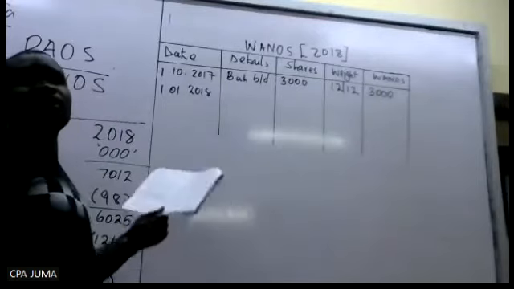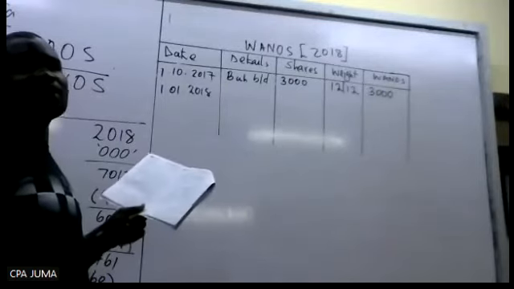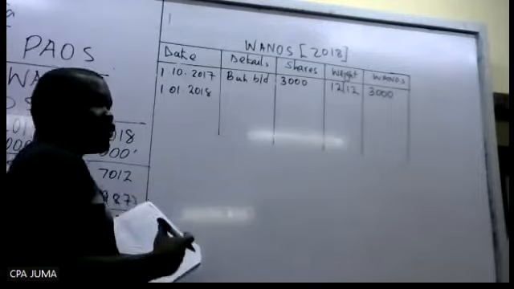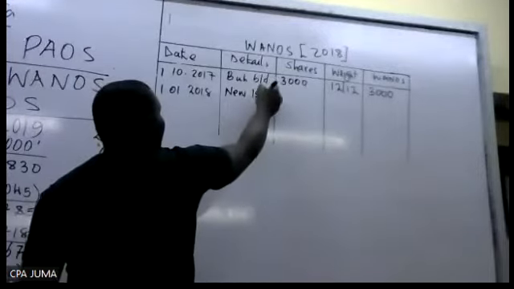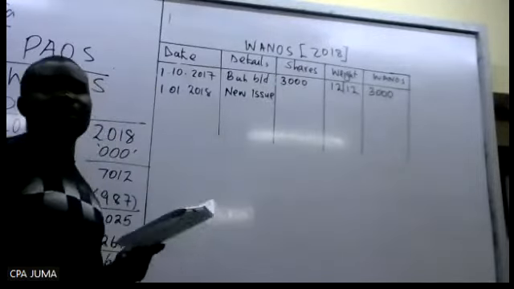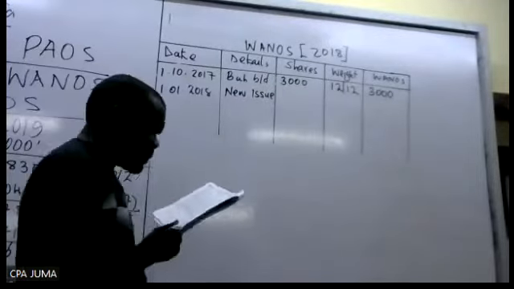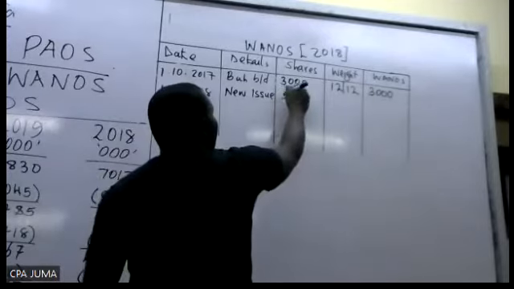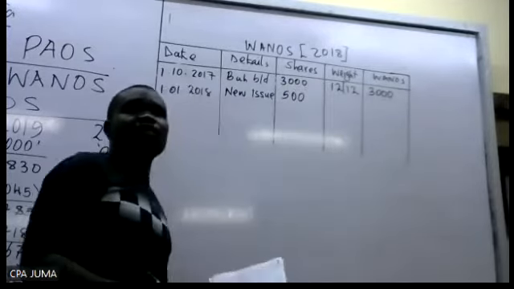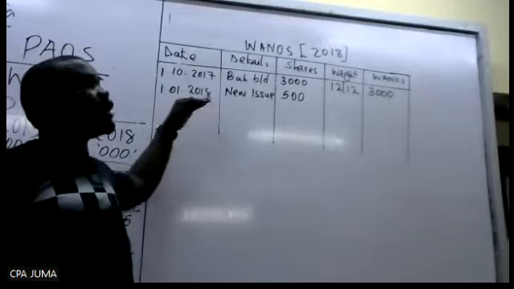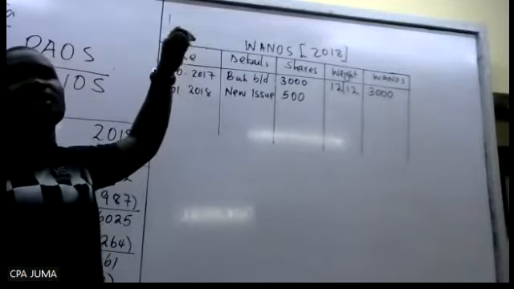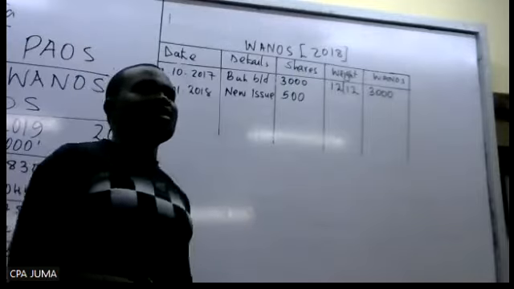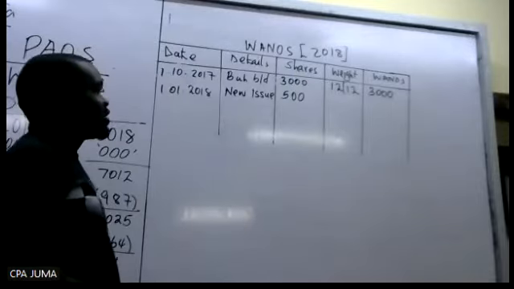Narration, what do you want us to give as the details? You can call it new issue. They issued how many new shares? 500. Will these people be entitled to earnings for the whole year? No. So check from this date to the year end. How many months are those? 9, from January to 30th September.